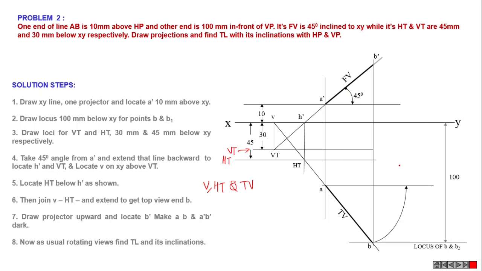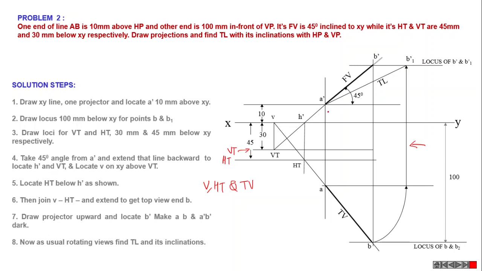Then by rotating this top view in such a way that the top view is parallel to the xy line, we can project that point, and we can find out the true length in front view by locating that point B1 dash, which is the intersecting point of that locus and this particular projector.